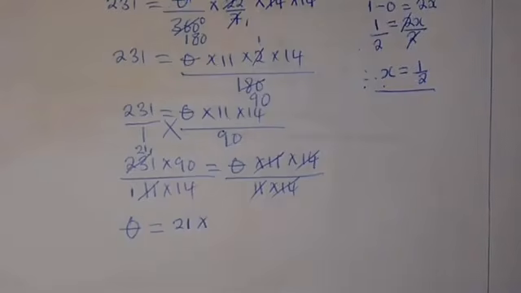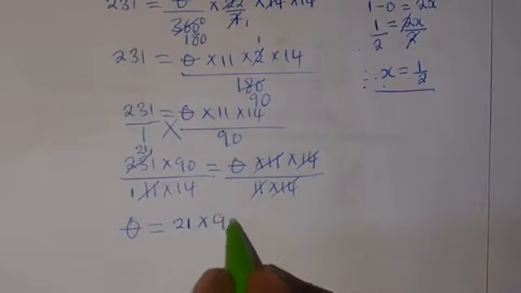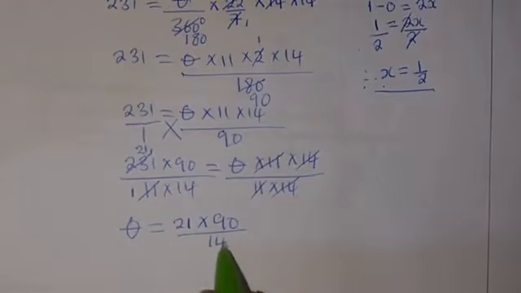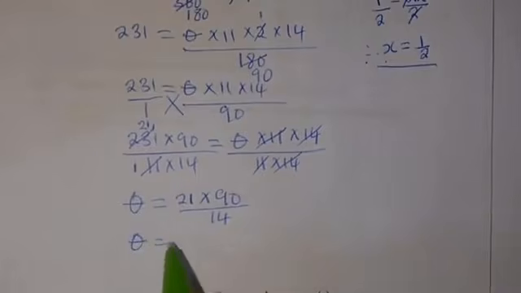What are we going to do? So what we can do is this. We say 21 times 90 over 14. Okay. So from here we write theta equal to, so 21 and 14.